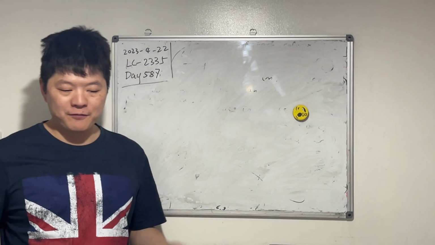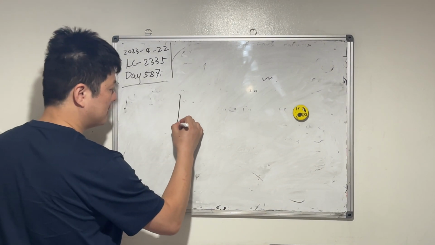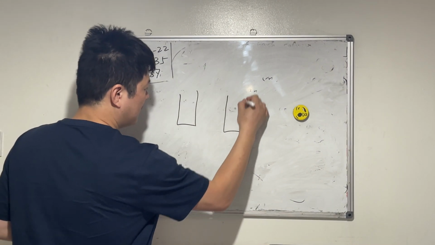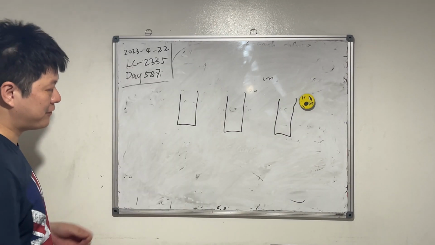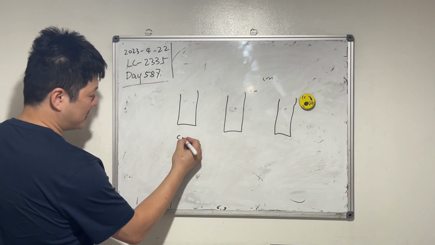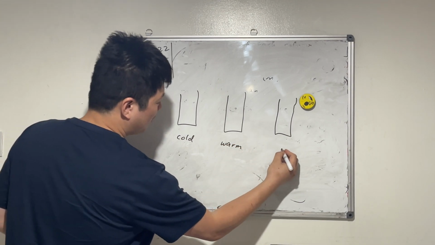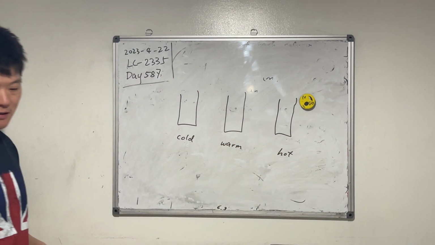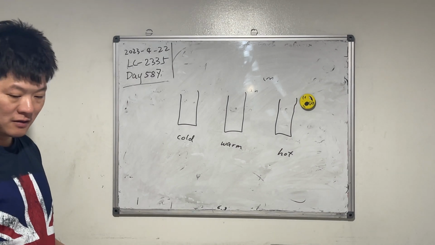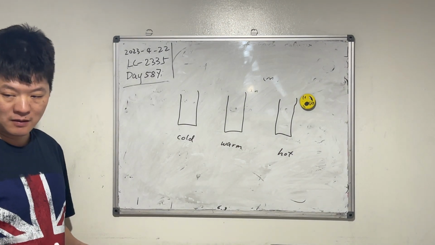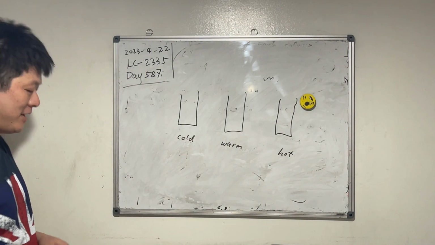Just imagine we have the 3 cups. What about them? So we have 3 cups, and this one is for cold water, this one is for warm water, and this one for hot water. They all have nothing in them. Yeah, okay, that's a good point.